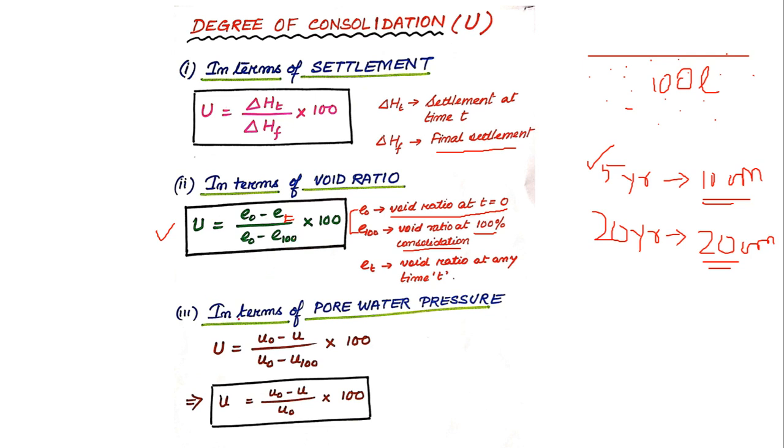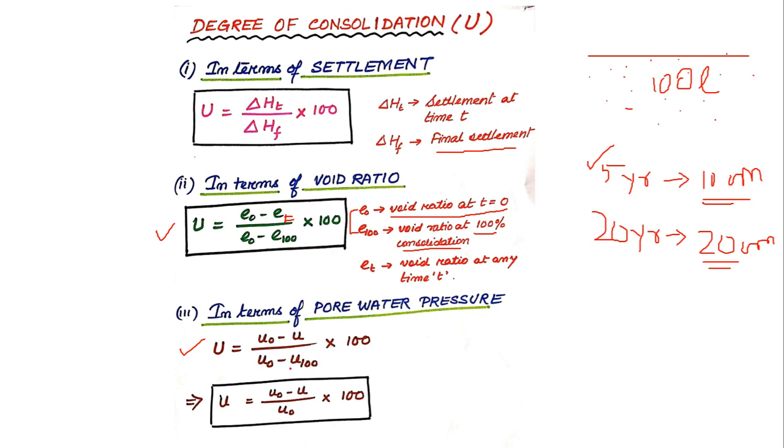Third, it is in terms of pore water pressure. So just like the previous case, we use the same formula, that is (u0 minus u, or ut) divided by (u0 minus u100), where u0 is the pore water pressure at time t equal to 0, u is the pore water pressure at any time equal to t, and u100 is the pore water pressure at 100% consolidation.